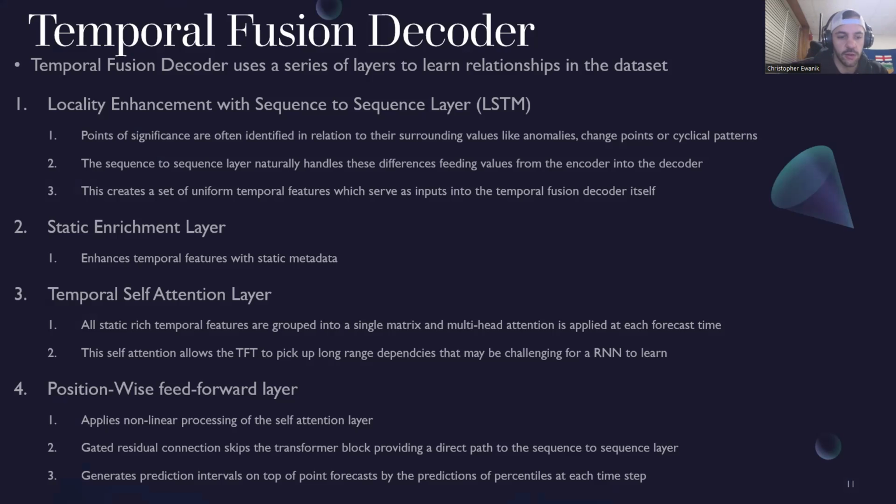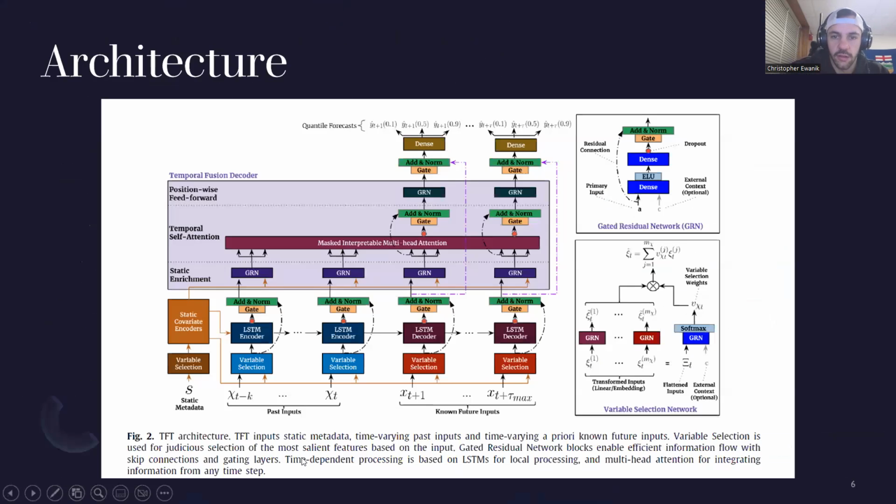Cool. And this is where some of our gates come in, so we can skip some blocks. Again, this helps with our prediction, and our prediction intervals come in here, which is right here. Cool.